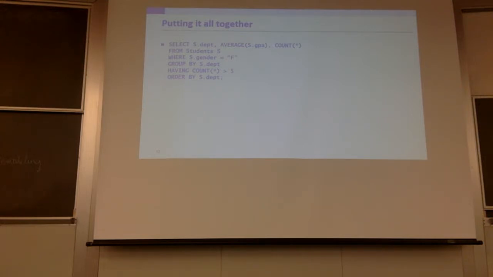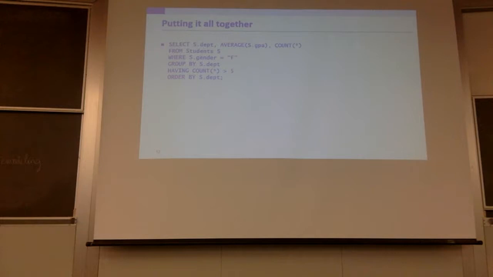Then when you are maintaining the groups, for each group you record the department name and maintain the average of GPA and also do a count of the number of female students in that department. Once you do that, you place the having clause on top of the output. Basically, you apply the filter count star greater than 5 to the output groups. So you only retain those groups with at least 5 female students.